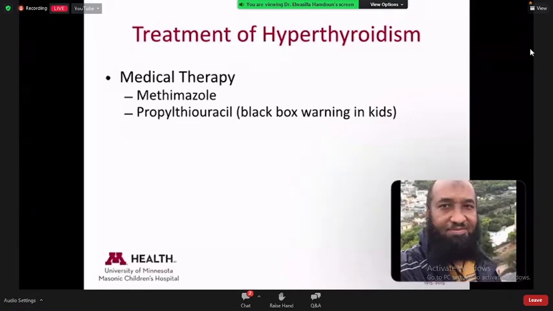So it's a very serious business. If you're using treatment for hyperthyroidism in children, and if it's possible to use methimazole, that is better than using propylthiouracil, which is the second line of treatment.